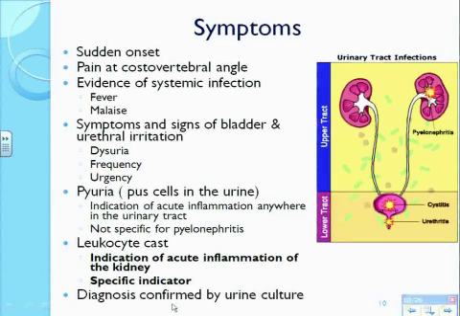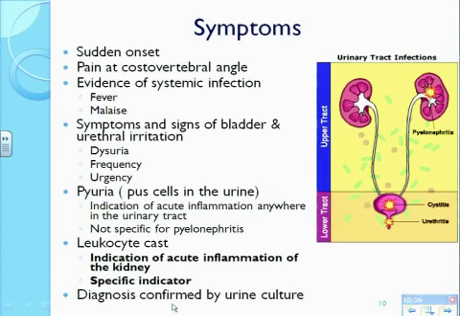This is the acute pyelonephritis. It's an infection of the kidney. So you get systemic infections with fever, malaise. You also get symptoms of bladder and urethral irritation. You get severe dysuria, which is pain on urination, frequency and urgency. I don't know if anybody's had a UTI, but it's pretty uncomfortable.